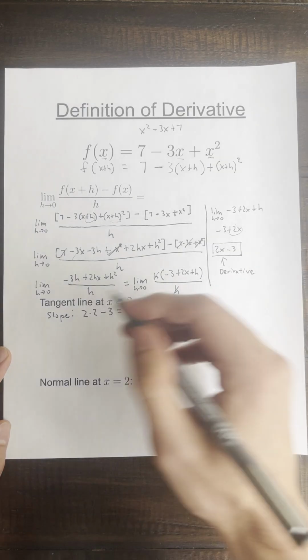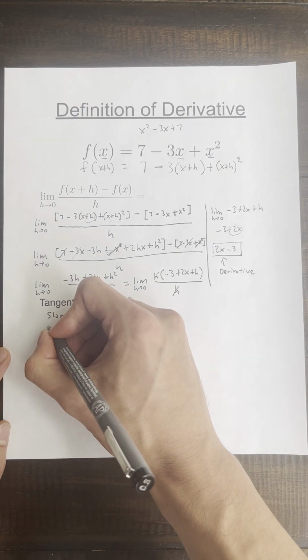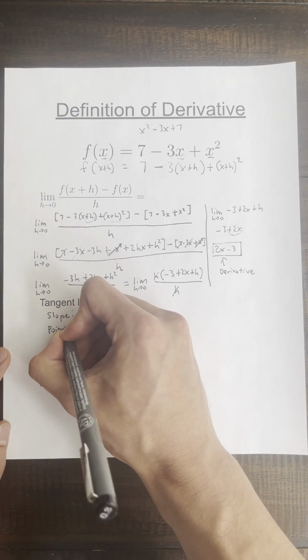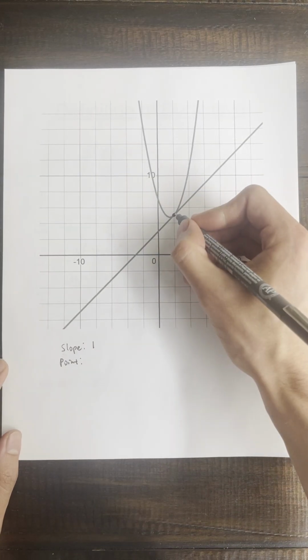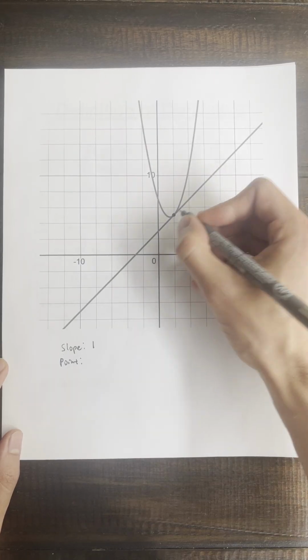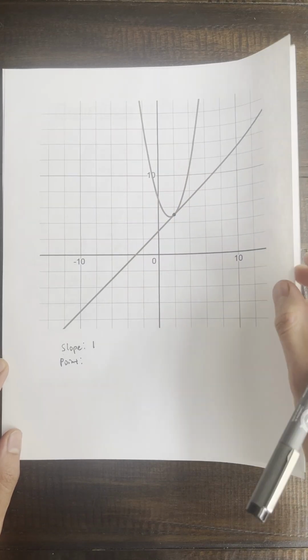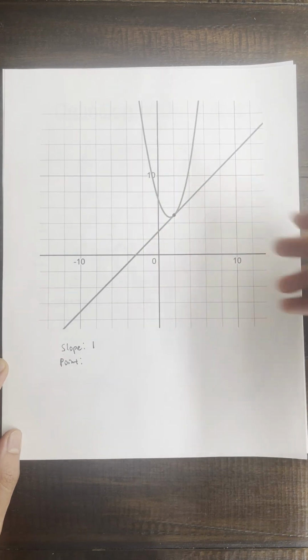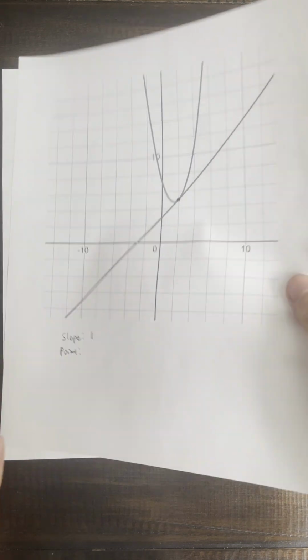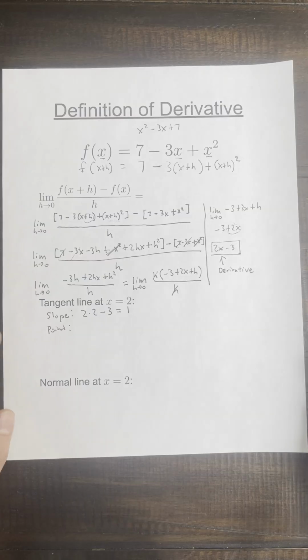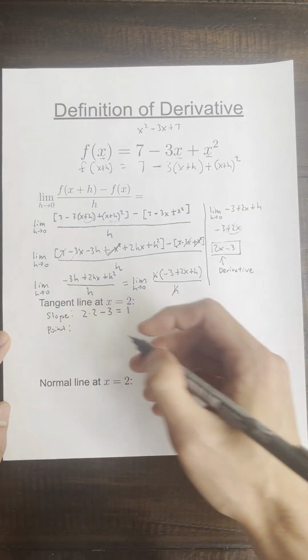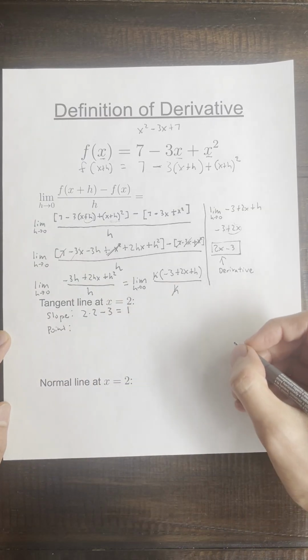What's next? We need to find a point. We said we were going to use this point. So how do we find the coordinates of this point? Let's suppose we didn't have the graph to work with, because with the graph you can kind of eyeball it. So no graph. How do we find the point?